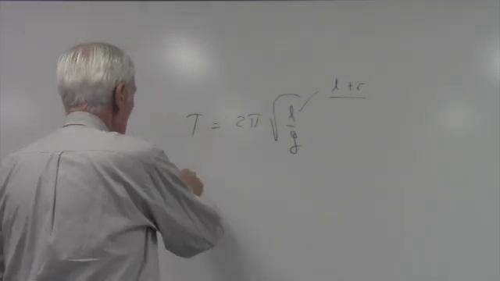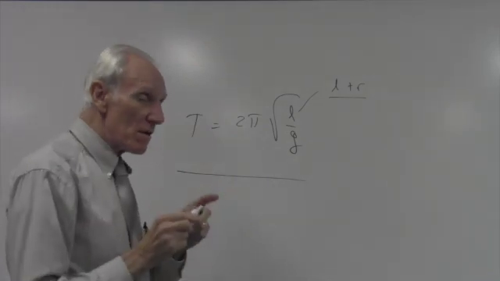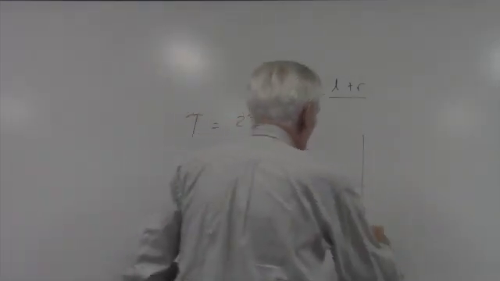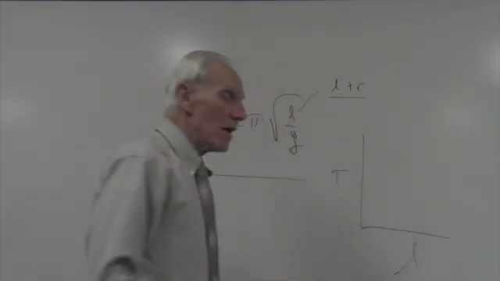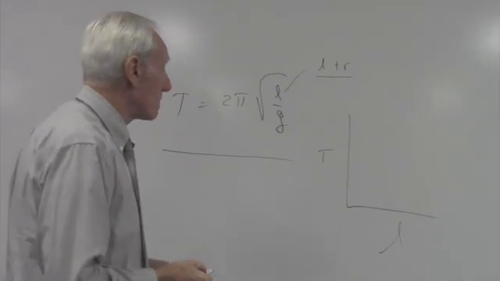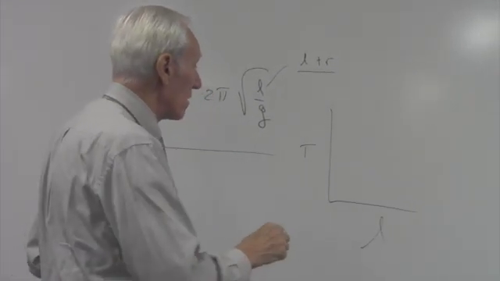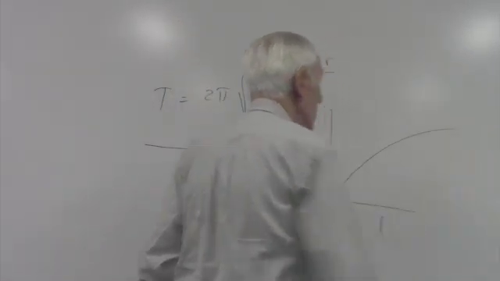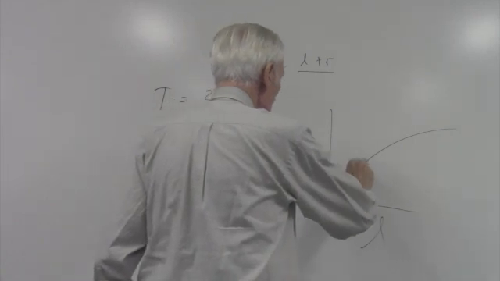Okay, so nothing new here, but the other thing that's new is we're not going to plot period versus square root of length. We're going to plot period versus length. And therefore, we're not going to get a straight line. We're going to get a curve that looks something like that. And so you're going to get 6 data points.